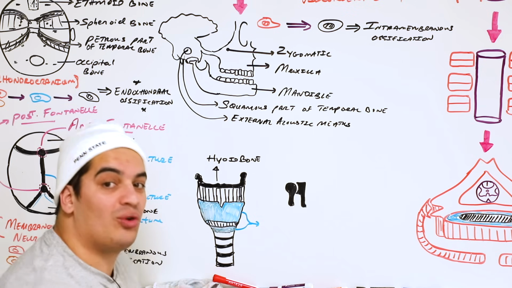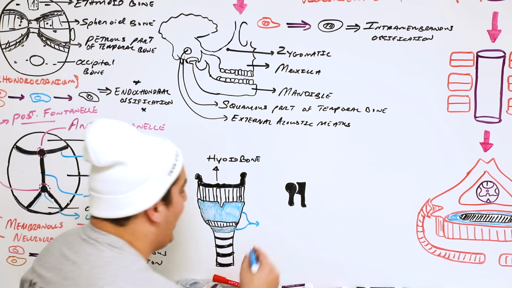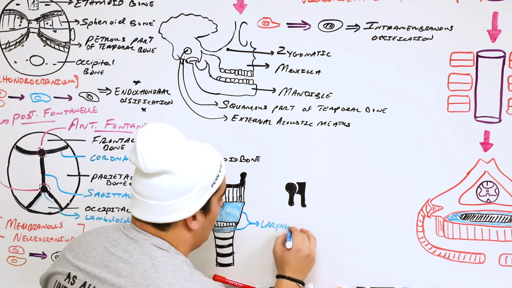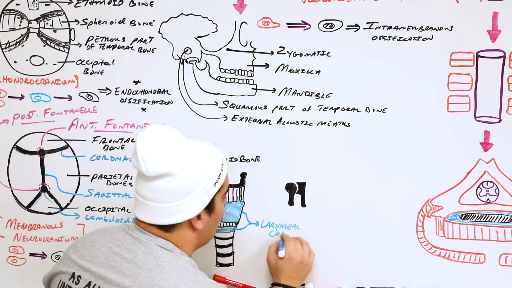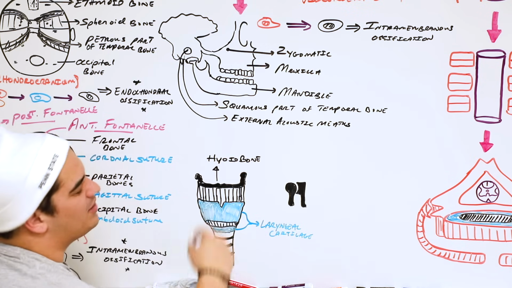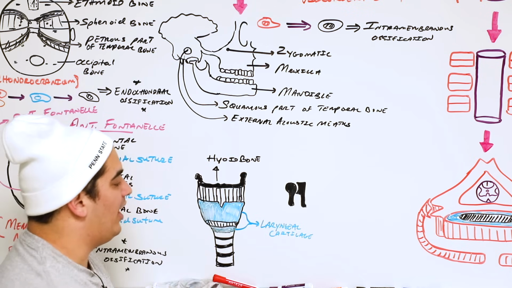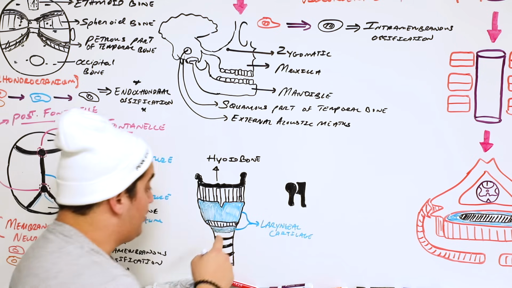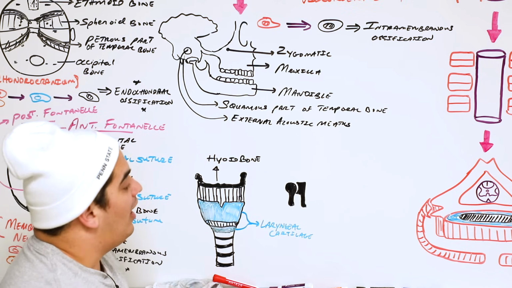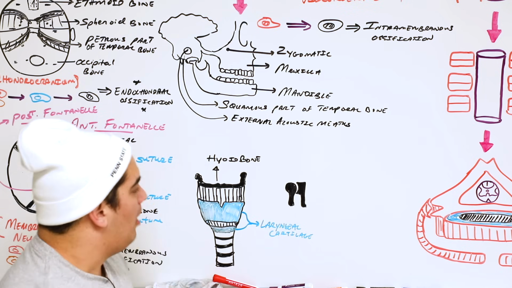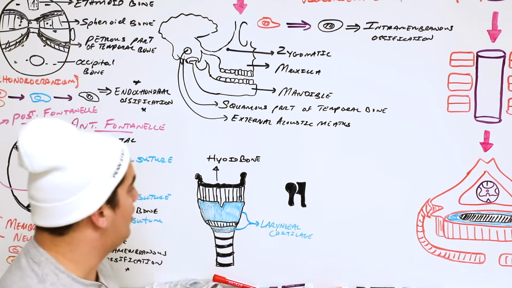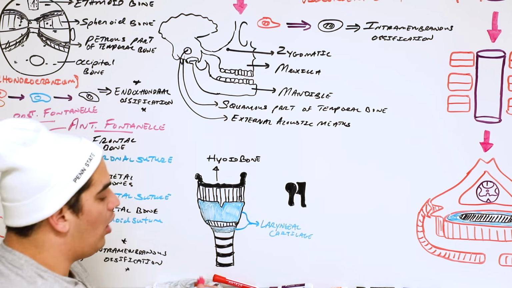These blue components are what's called the laryngeal cartilages. There's a bunch of them, and we're not going to go through all of them, but I'm going to tell you: there is the thyroid cartilage, the cricoid cartilage, the arytenoid cartilage, and then the cuneiform cartilage. But all of these are developed from the first pharyngeal arch. So we got the hyoid bone, and we got the laryngeal cartilage.